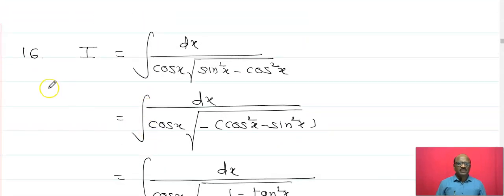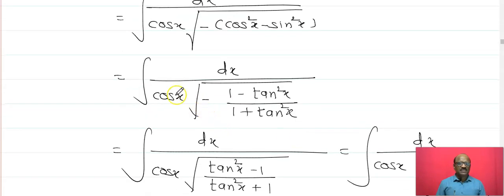Now problem number 16, that is I is equal to the integral of dx upon... I have taken the problems directly and have not written the options below, so you can look at them in the book. I is equal to the integral of dx upon cos x under root of sin square x minus cos square x. Take minus sin as a common factor. Then you will get in the bracket cos square x minus sin square x. Now see this here: cos square x minus sin square x is one form of cos 2x.